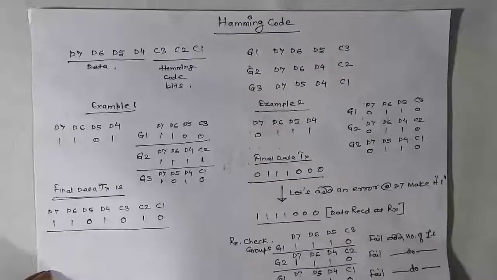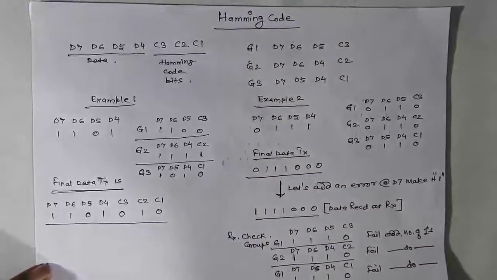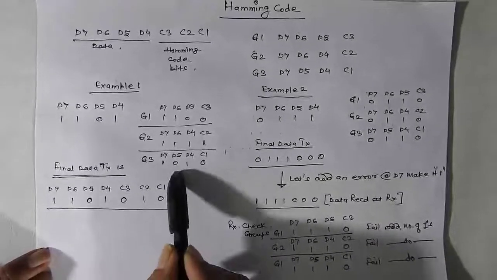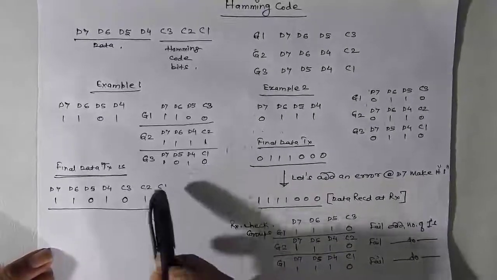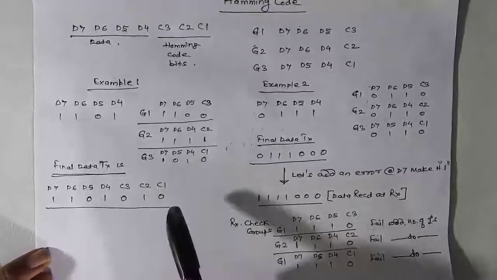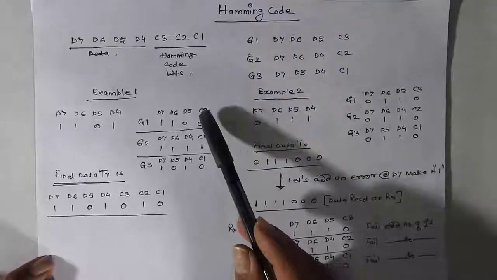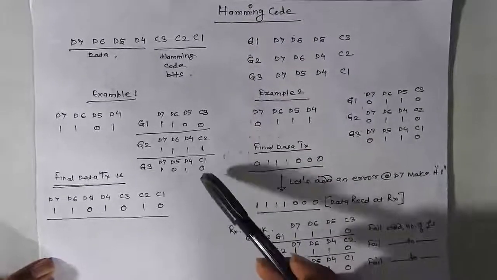Now the group 3. Group 3 is D7, D5 and D4. So D7 is 1, D5 is 0, D4 is 1. So again it has an even number of ones. So this C1 bit will become 0. So now C3 is 0, C2 is 1, C1 is 0.